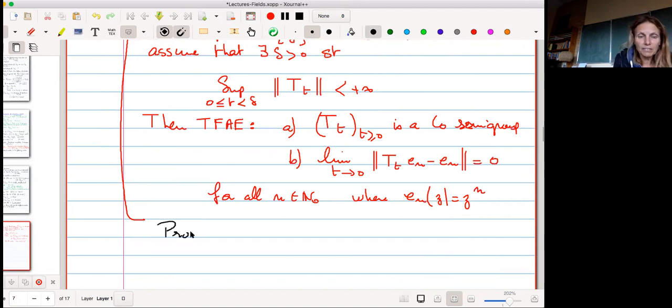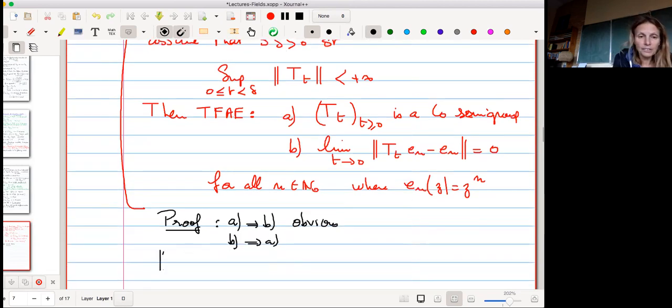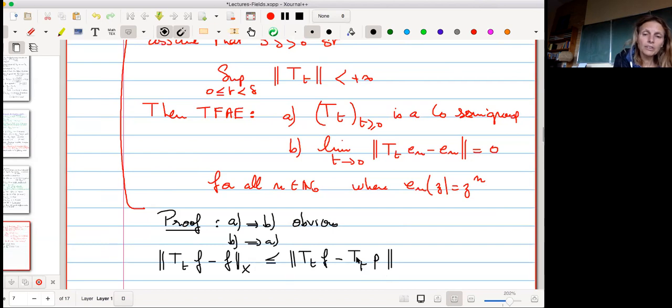I write it rapidly. A implies B is obvious, follows from the definition. And the other one is not difficult. It's just a matter of checking that this norm is bounded by T_t f minus T_t times the polynomial. And we take a polynomial close enough to f in the circle, plus T_t P minus P, plus f minus P.